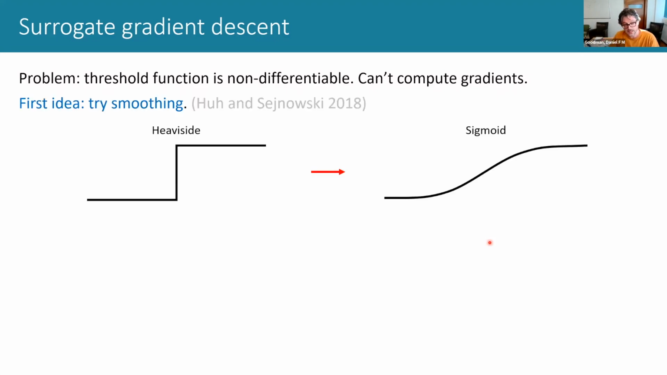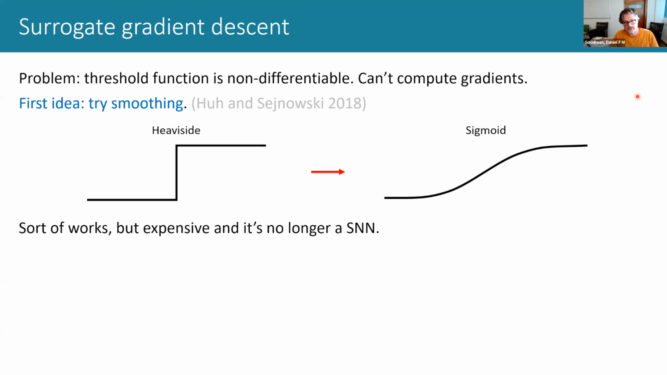Well, one of the first ideas that people tried for this was Terry Sejnowski, and I think he was a student, maybe a postdoc, who basically smoothed the Heaviside function. So this is what it should be, and then they just smoothed it to this. Okay, and then you can compute gradients and everything should work. And it sort of works, but it's very expensive. And also because you've changed the spiking to a sigmoid, it's not actually a spiking neural network anymore.